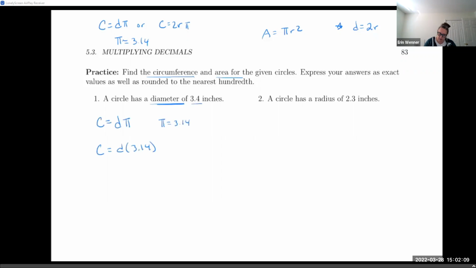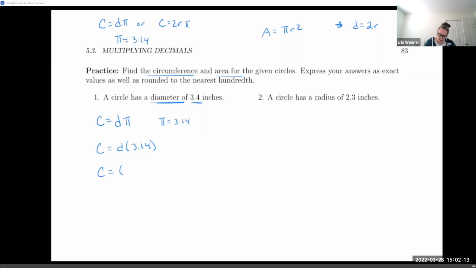In our example, we have a diameter of 3.4 inches. So the circumference is 3.4 inches times 3.14. So go ahead and multiply those two numbers together and send me your answer in a direct message.